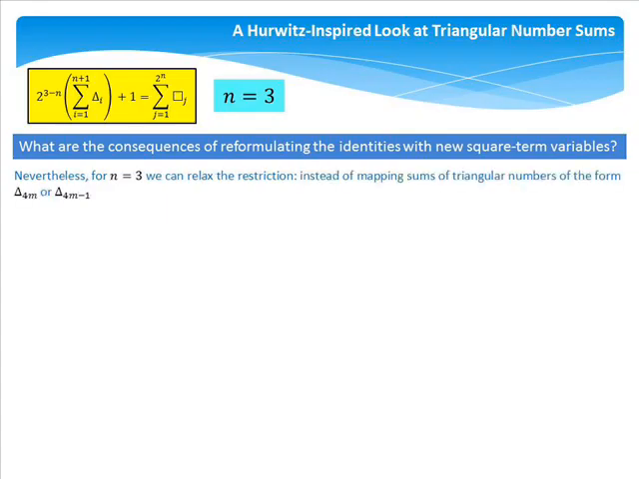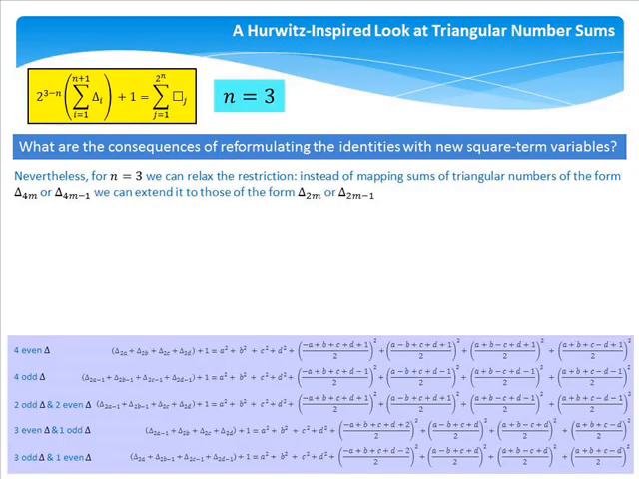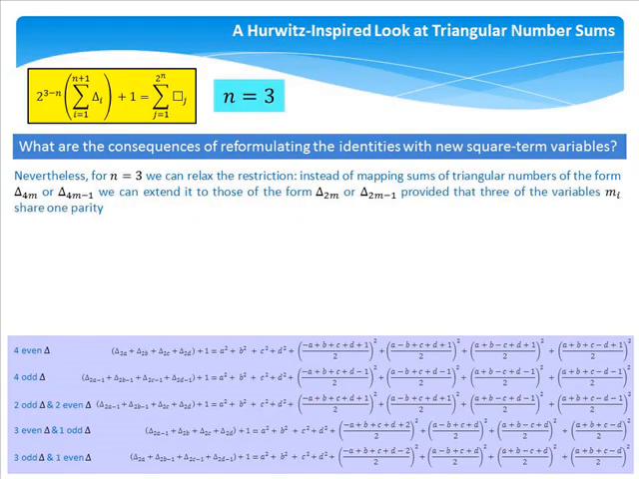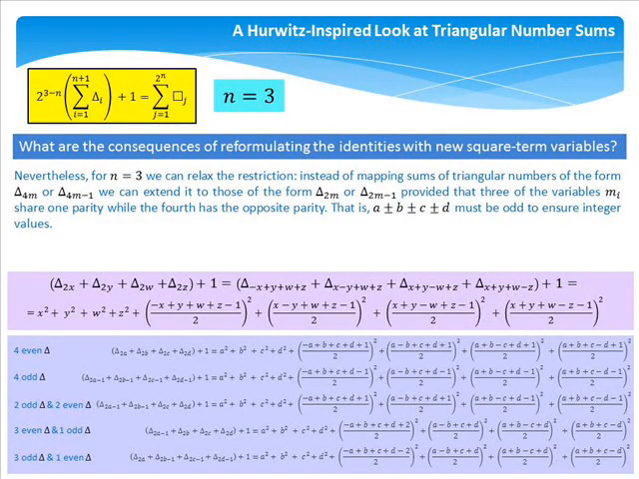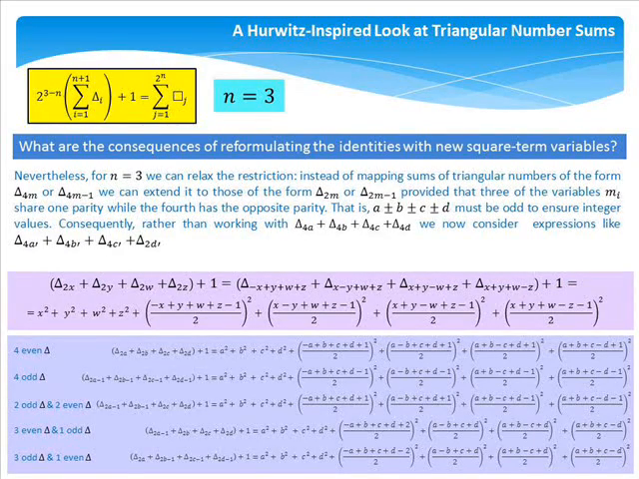Instead of mapping sums of triangular numbers of the form 4m or 4m minus 1, we can extend it to those of the triangular form 2m or 2m minus 1, provided that 3 of the variables m sub i share one parity while the fourth has the opposite parity. That is, ±a ±b ±c ±d must be odd to ensure integer values. Consequently, rather than working with 4a, 4b, 4c, 4d, we now consider expressions like 4a', 4b', 4c', and 2d', or 2a', 2b', 2c', and 4d'.